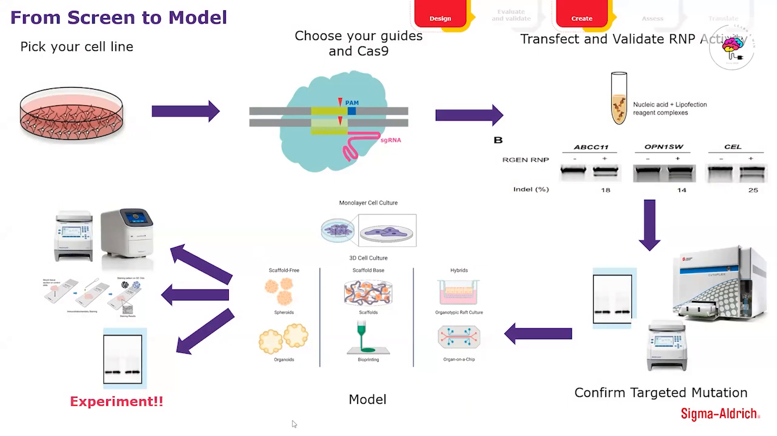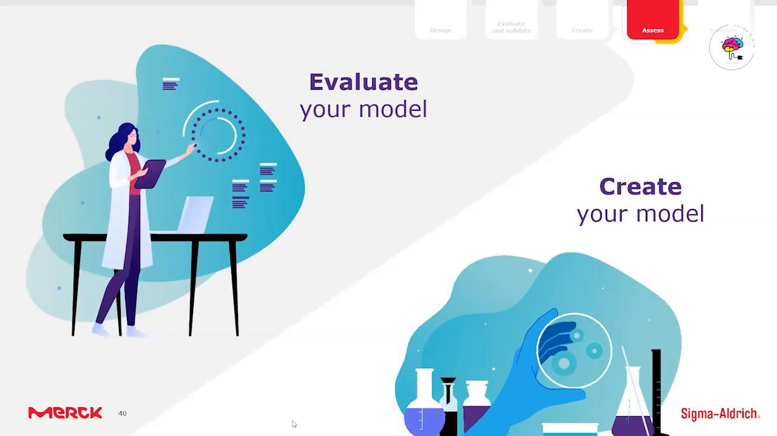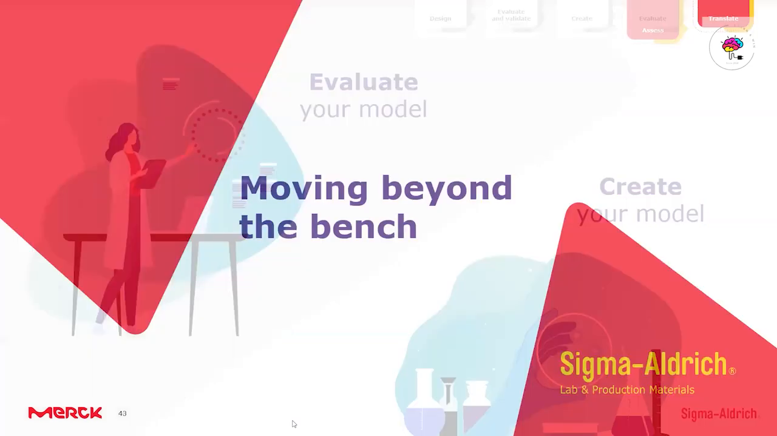So this is basically about the screening and then assessing your model. So it's always about the evaluation and the creation. It's a circle of evaluation and creation, and you see what is the impact of the technology that you have chosen and the targets that you have chosen as well. So this will help you to assess. Like I said in the beginning, it's a circle that goes from design, evaluation, creation, and assessment.